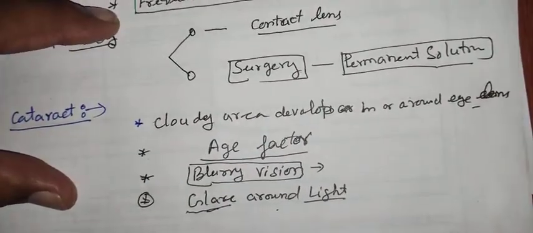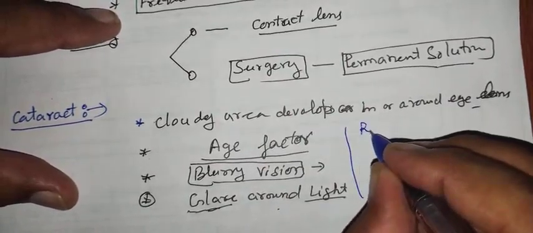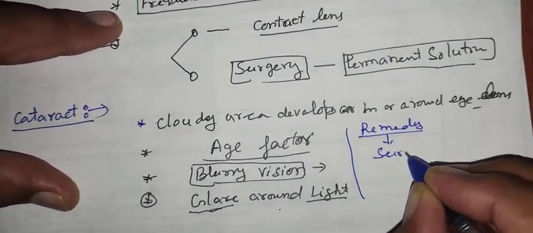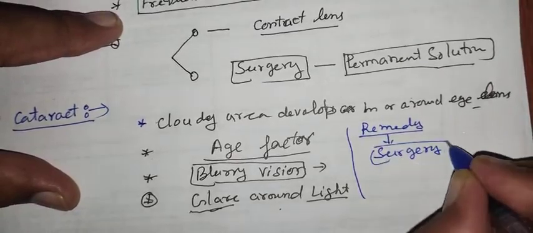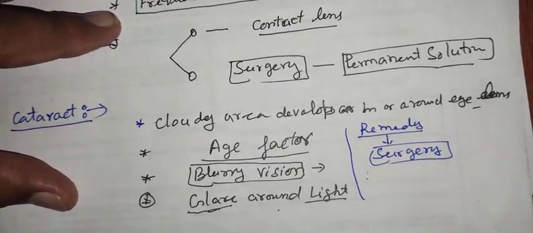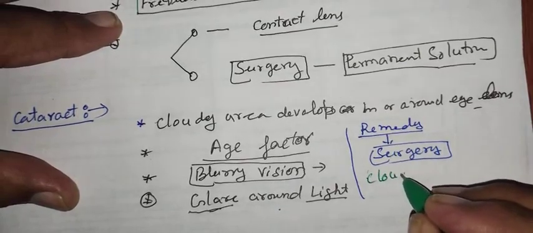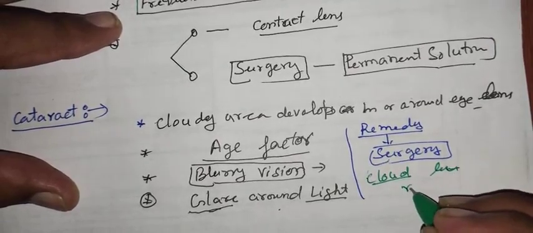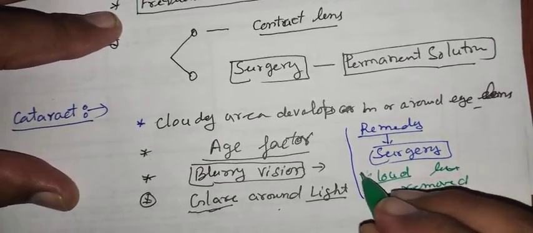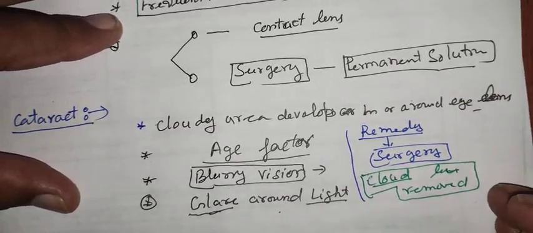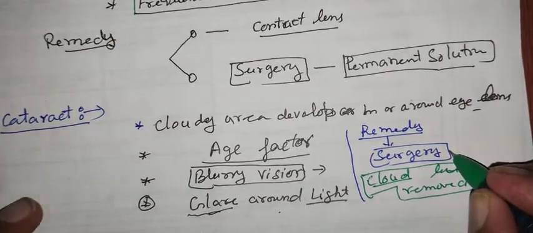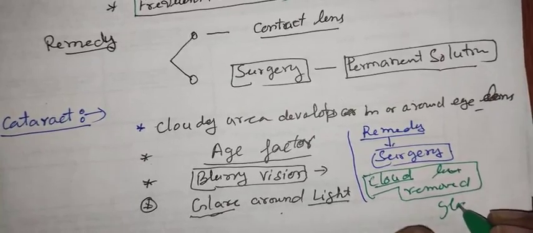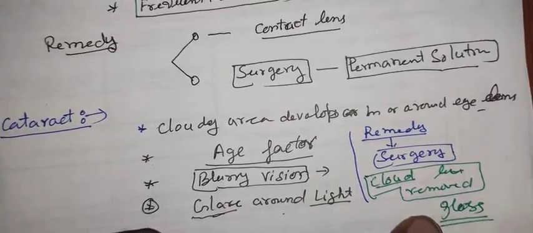What is the remedy? If one looks for a cure, the cure is only surgery. By surgery, the cloud in or around the eye lens is removed. This removing of the cloud around the eye lens is called surgery, and after surgery a glass of suitable focal length is used. The person can see clearly.